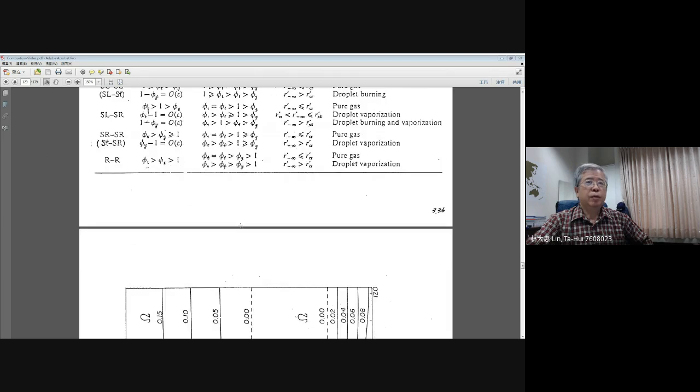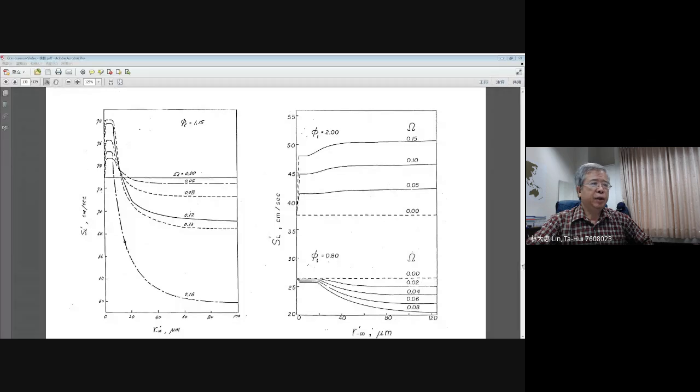Okay, now we shift to the, let me change to the, okay, I think we change the direction of the slides, then we can have some discussion on the results.